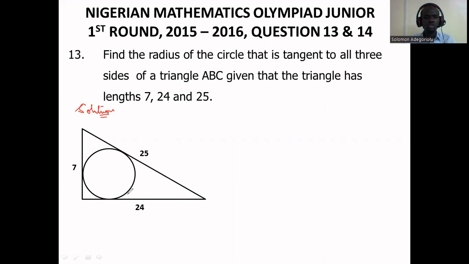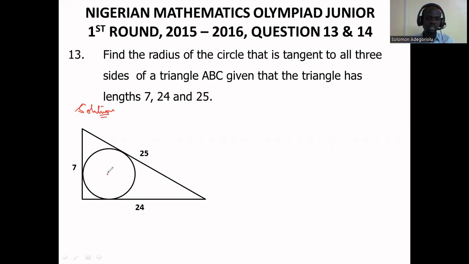Now, how do we go with this question? I'm going to show you two ways of solving it. The first one, we're going to use the property of a tangent. And the second one, we'll take a look at another approach. Let's use the property of tangent first.